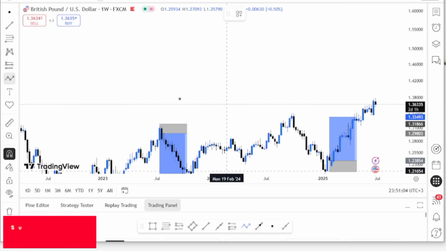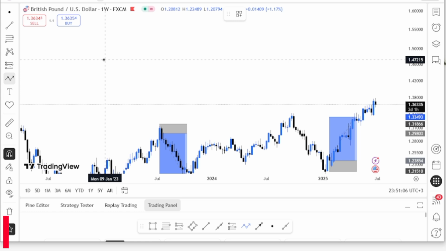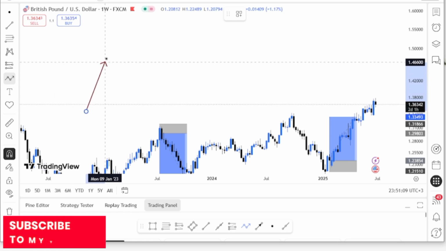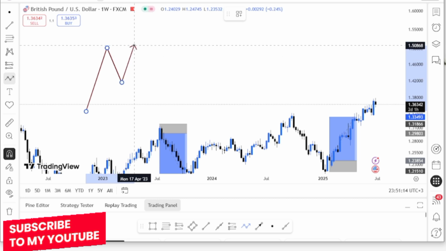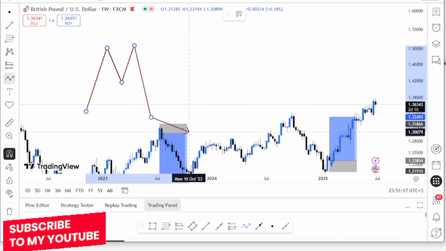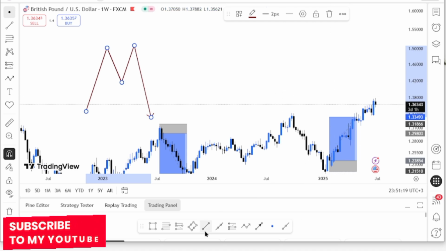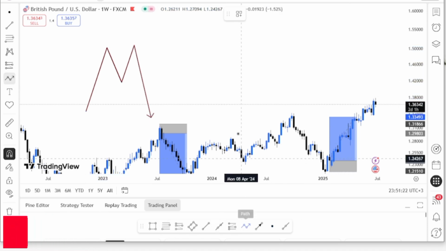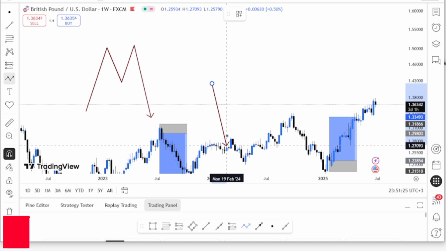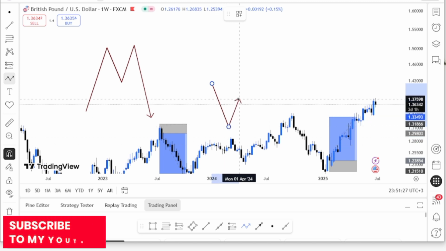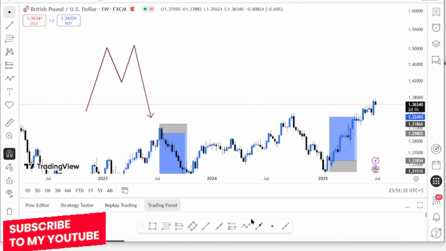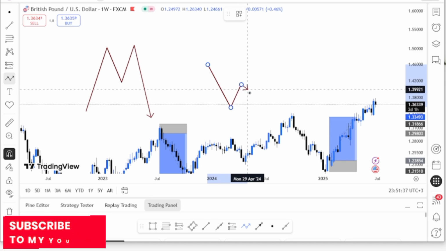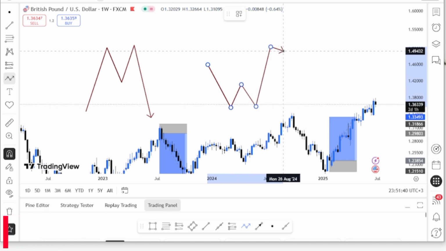So let's draw. What's a double top? A double top is always formed like this. This is a double top. Then a double bottom is always formed like this. Let's draw a double bottom. A double bottom is always formed like this.